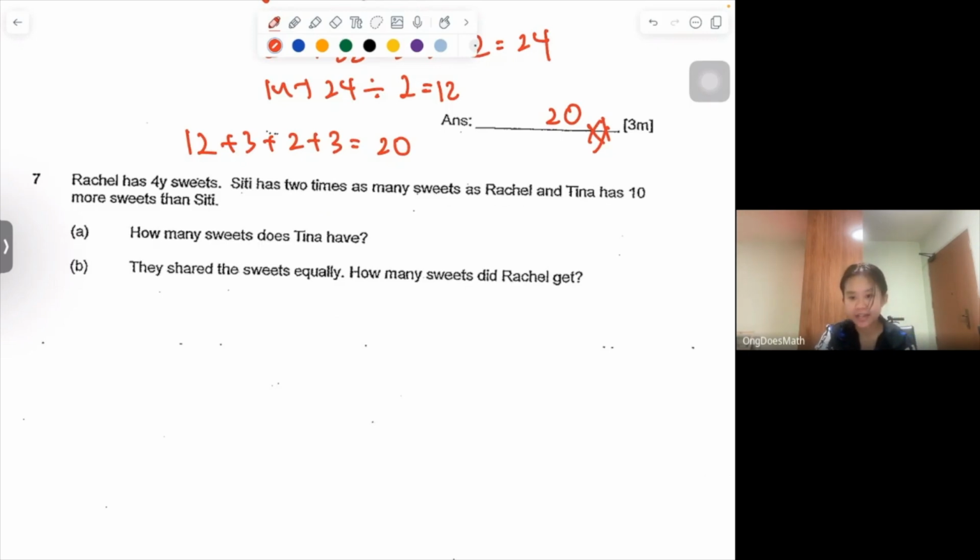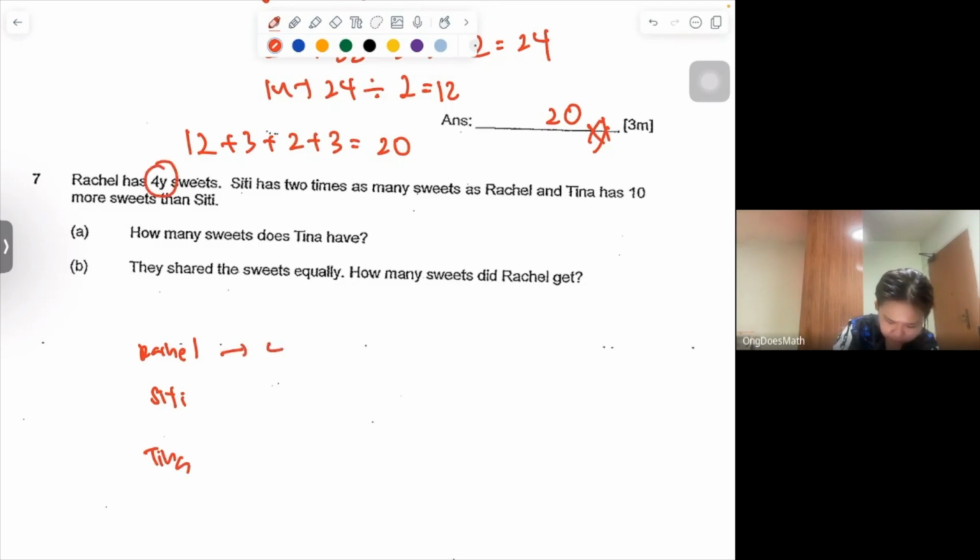So I understand that algebra is only learned at the later part of the year. So this question might be a bit difficult for some of you. So I hope you can follow me through. So I have 3 characters. We have Rachel, we have Siti, and we have Tina. Rachel has 4 white sweets. Siti has twice as much as Rachel, which means that 2 times, right? So 2 times whatever Rachel has. 2 times 4y actually give you 8y.